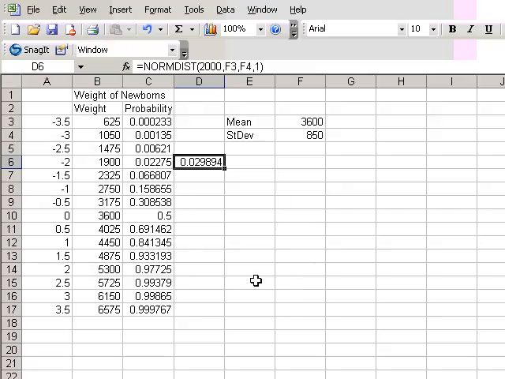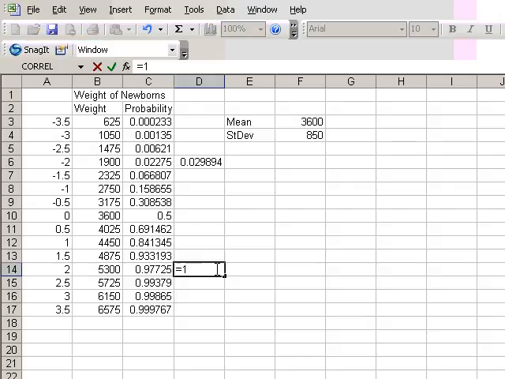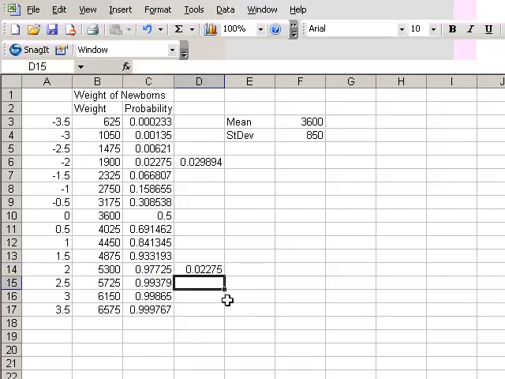What's the likelihood that a birth will be more than 5,300 grams? Well, here it says that the probability that a birth is less than 5,300 grams is 0.977. So the probability that a birth is more than 5,300 grams would be equal to 1 minus the probability that it will be less than 5,300 grams. And that turns out to be 0.02275, which is exactly the same as the probability that it will be less than 1,900 grams.